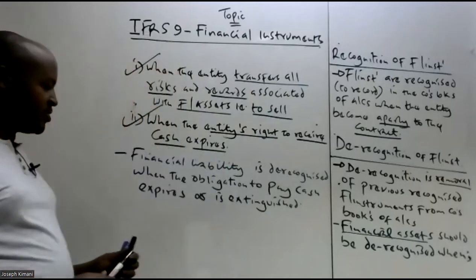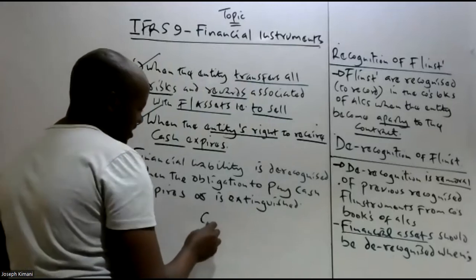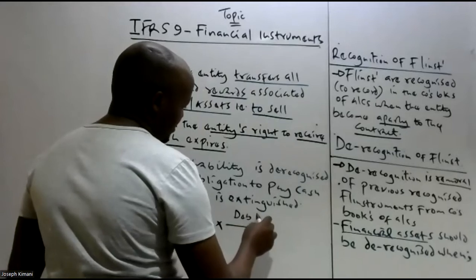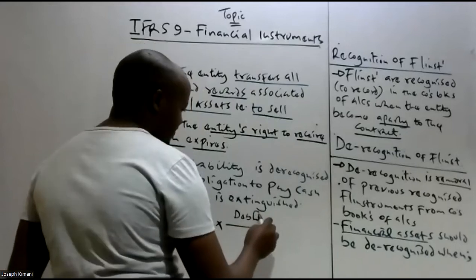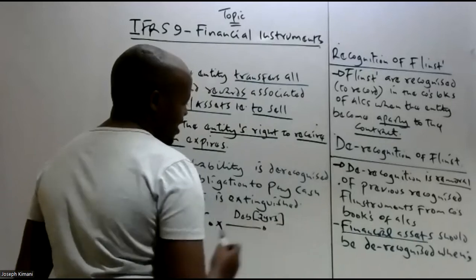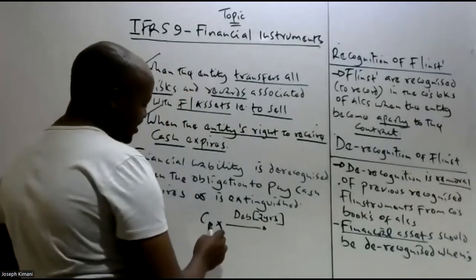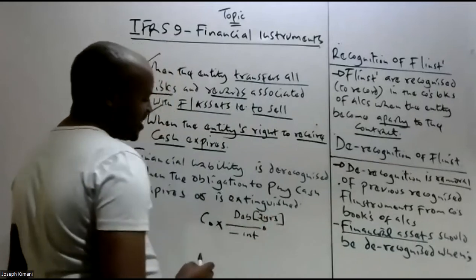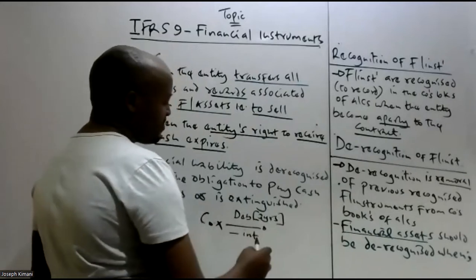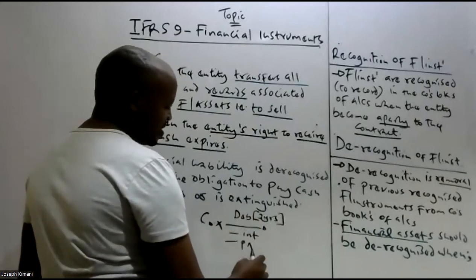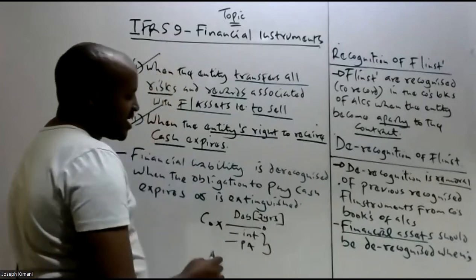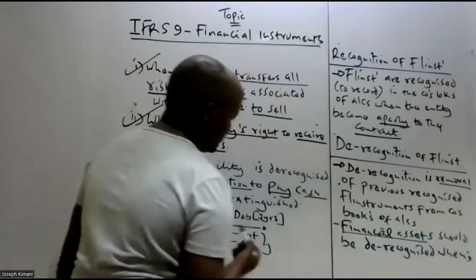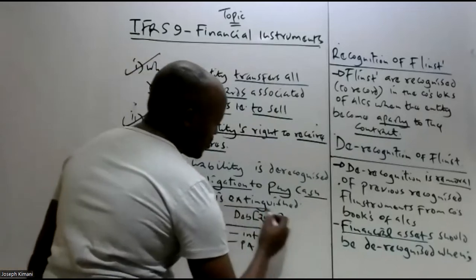Like maybe we assume we have company X, and this company has issued some debentures. Let's assume that they have a life of 3 years. What does that mean? It means that this company which has issued those debentures will be required to pay interest for the next 3 years, and then at the end of the 3rd year, it must pay back the principal amount. That means that at the end of the 3rd year, the obligation to pay cash will expire or is extinguished.